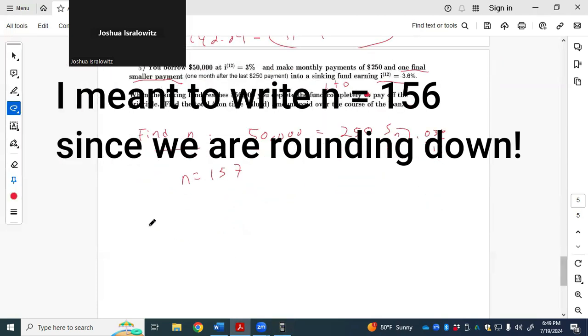So here's the time diagram. Sorry, did I say 157? I meant 156.